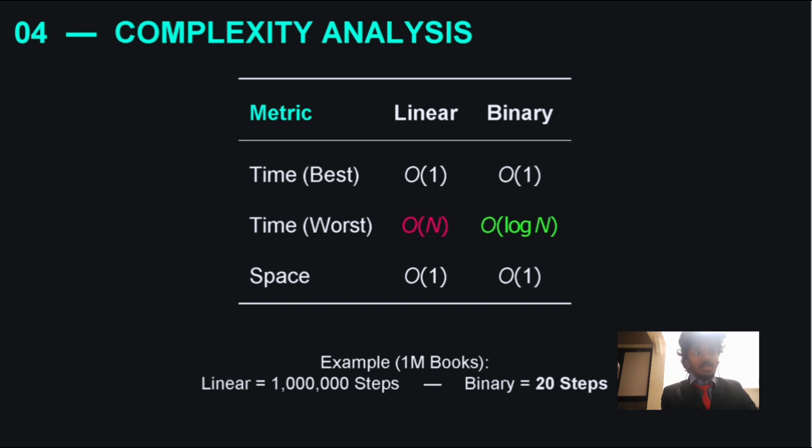Let's prove the difference mathematically using complexity analysis. As you see in the table, linear search has the worst case time complexity of big O of n. Binary search has a complexity of big O of log n. Both utilize O(1) space, but look at the real world impact at the bottom of the slide. If we scale up to 1 million books, linear search takes 1 million steps. Binary search takes approximately 20 steps. That's the difference between a system hanging for seconds versus responding instantly.